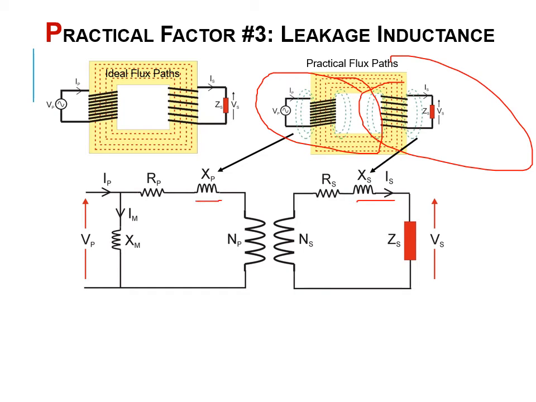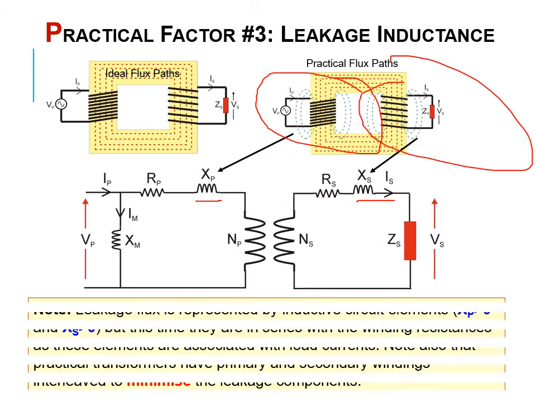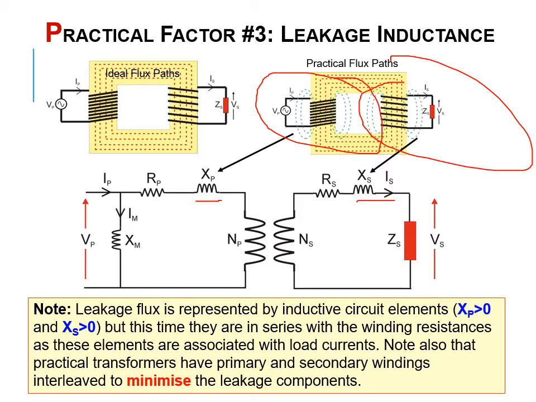So that's why you have one on both the primary side and the secondary side, because these are set up by the currents in each winding, and they are in series with the winding resistance. So if you consider the windings themselves, effectively they're a series RL circuit. Normally this is actually minimized in practical transformers by interleaving the primary and secondary windings.